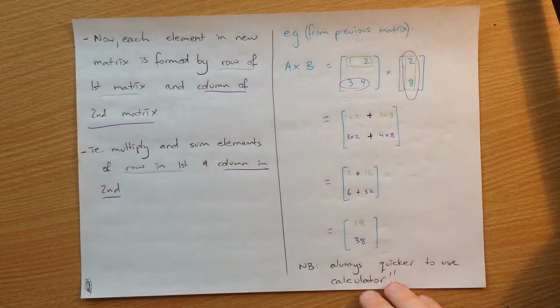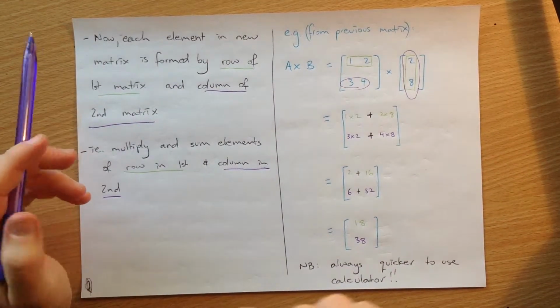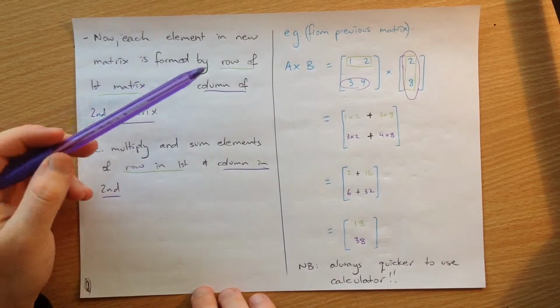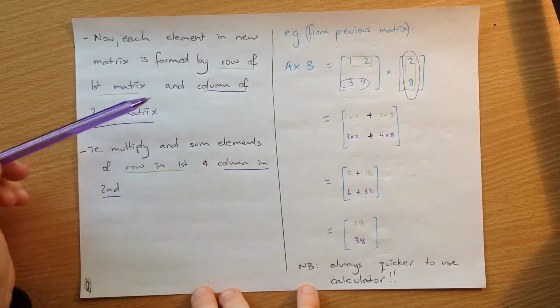Now let's look into actually making the matrices. Each element, or each number in the new matrix, is formed by the row of the first matrix and the column of the second matrix.